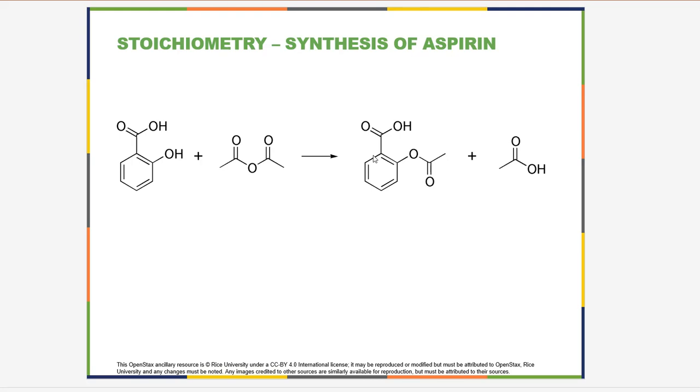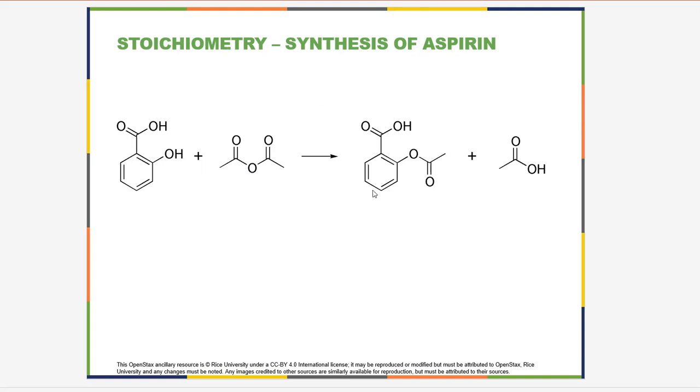And what this chemical reaction essentially says is if you take one molecule of salicylic acid with one molecule of acetic anhydride, you'll make one molecule of aspirin. Said another way, if we know how many molecules of salicylic acid we have and how many molecules of acetic anhydride we have, we can predict how much aspirin we will make.